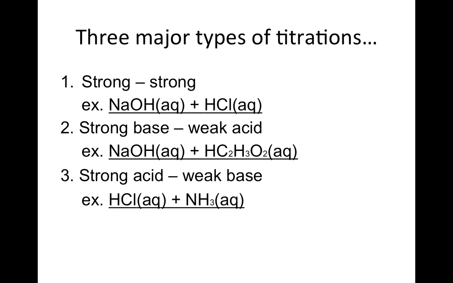The next is a strong base with a weak acid. So after the equivalence point, the pH will be greater than 7. And the last example is a strong acid with a weak base. And here the pH will be less than 7 after the equivalence point. So write down these 3 examples, maybe make a note of this pH.